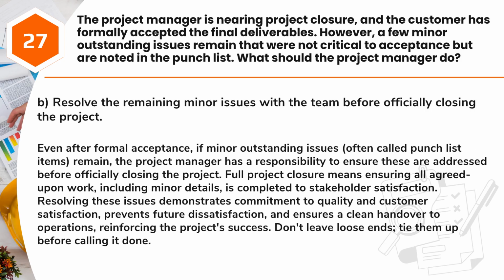Answer: B. Resolve the remaining minor issues with the team before officially closing the project. Even after formal acceptance, if minor outstanding issues, often called punch list items, remain, the project manager has a responsibility to ensure these are addressed before officially closing the project. Full project closure means ensuring all agreed-upon work, including minor details, is completed to stakeholder satisfaction. Resolving these issues demonstrates commitment to quality and customer satisfaction, prevents future dissatisfaction, and ensures a clean handover to operations, reinforcing the project's success. Don't leave loose ends, tie them up before calling it done.